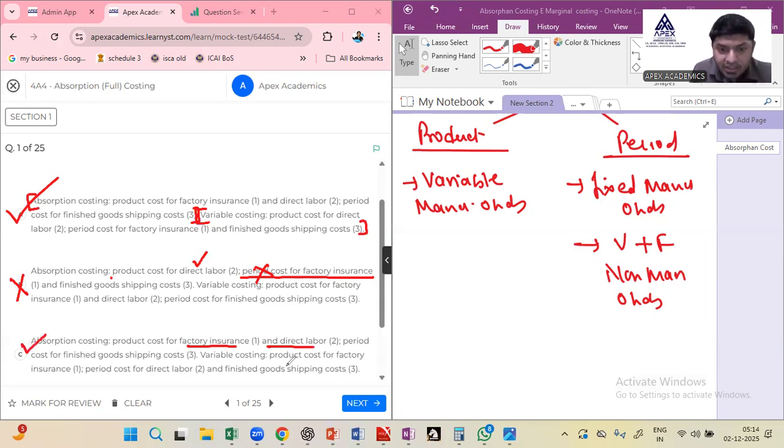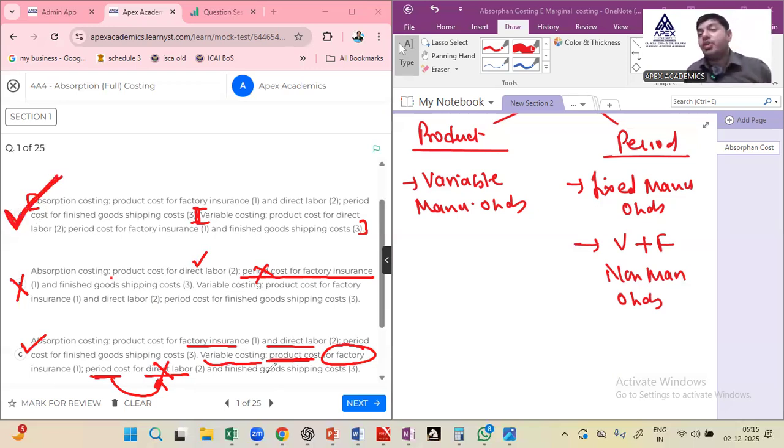For variable costing, they are saying product cost is factory insurance and period is direct labor, which cannot be so, because under variable costing, that is marginal costing, the period cost cannot be a variable cost. It has to be a fixed cost, and they have made a mistake by putting factory insurance, which is a fixed cost, under product cost, whereas it should be written under period cost. Therefore, option number A is the right option.